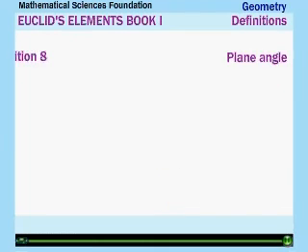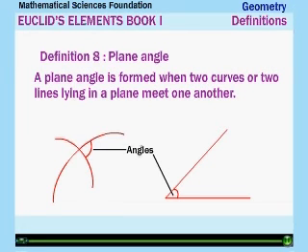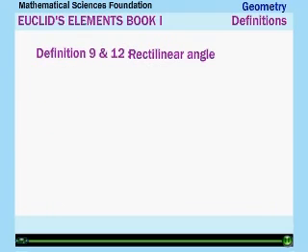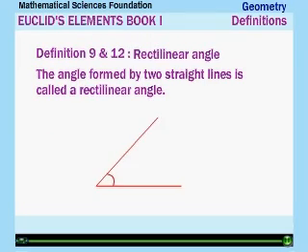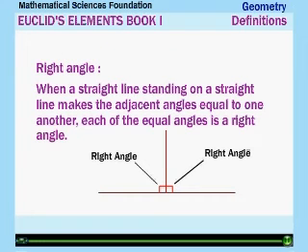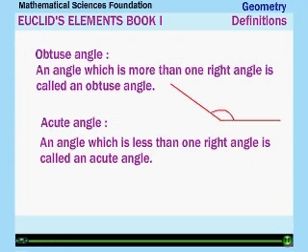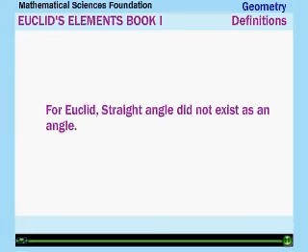Definition 8 tells you what an angle is. Angle is when 2 curves or 2 lines lying in a plane intersect with each other. They form an angle. Definitions 9 and 12 tell you what happens when 2 straight lines intersect with each other. They form what is called a rectilinear angle. Amongst these angles, what are right angles? What are obtuse angles? And what are acute angles? For Euclid, straight angle did not exist as an angle.